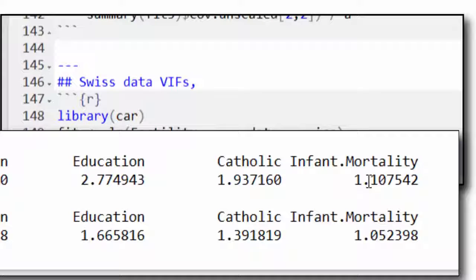Okay, so that gets you a little bit of headway into the world of looking at what happens when you include unnecessary variables. And one of the ways to look at that is so-called variance inflation factors, and they're incredibly useful little tools, and I hope you get a chance to use them.